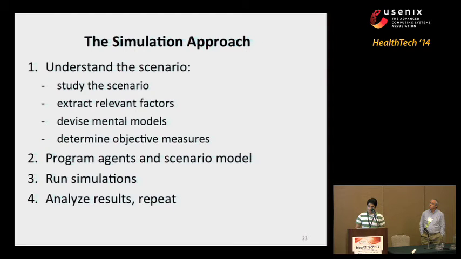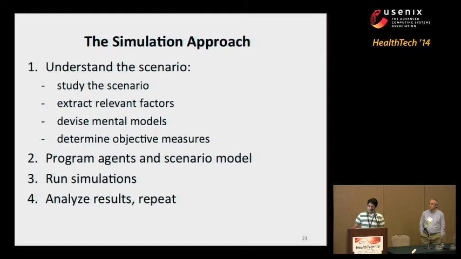So when we're doing simulations, we first want to understand what the scenario is like, so we'll want to understand how users act, what the security policy is, what security mechanisms are in place, how users interact with those mechanisms. We'll then want to extract the relevant factors that we think would be useful in a simulation. We can then generate mental models and determine what kind of things we'd actually like to measure. From there, we can actually program the agents and program the scenario, run simulations, and then analyze the results that we get.